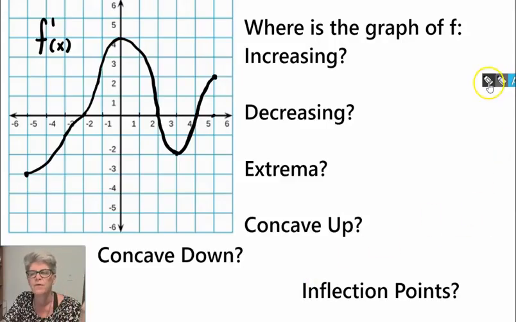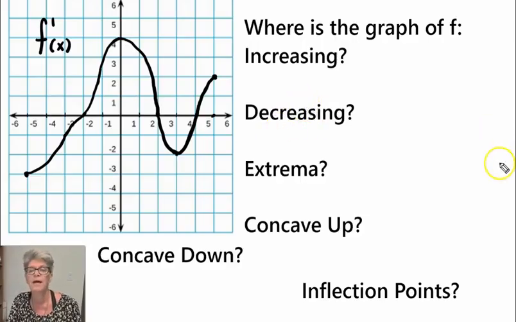If we have the graph of the first derivative of a function, we can surprisingly tell a lot about the graph of the original function without having a formula at all. So let's look at this example. There is our graph of f prime. So let's see if we can answer these questions.